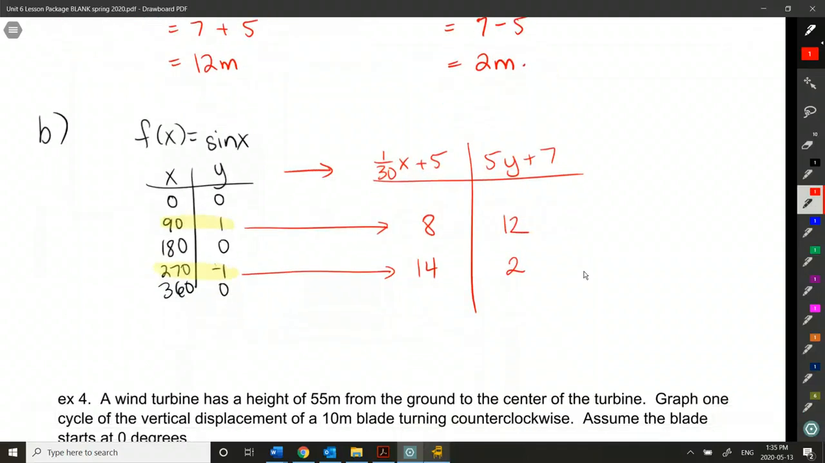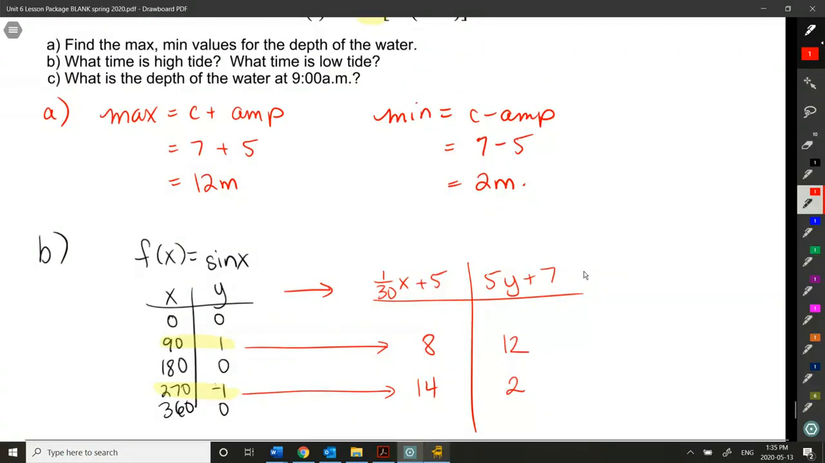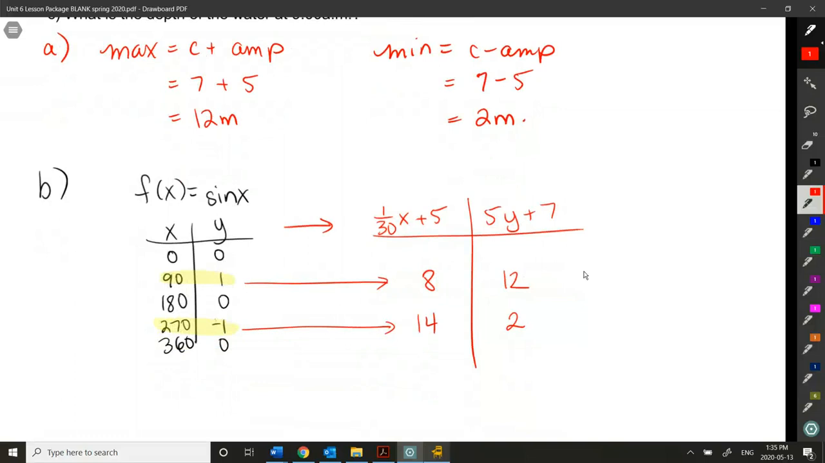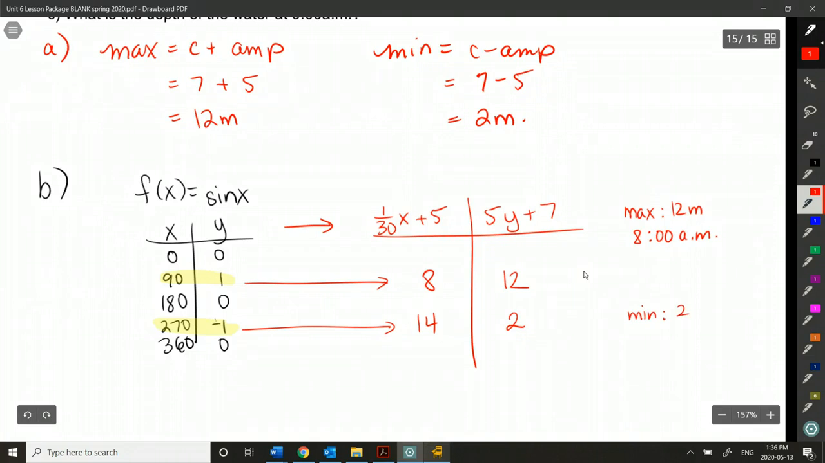So remember, the x's are representing time after midnight, and the y's are representing height in meters. So the max of 12 meters occurs at 8 hours after midnight. That's 8 a.m. We're going to come back to that in a second. The minimum of 2 meters occurs 14 hours after midnight. So that's actually 2 p.m.